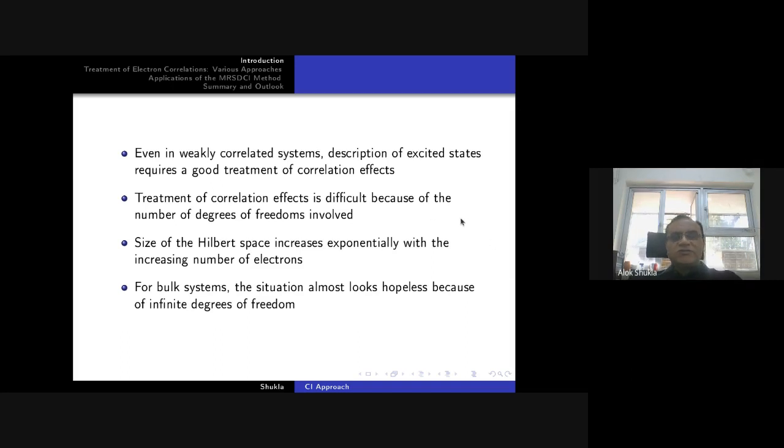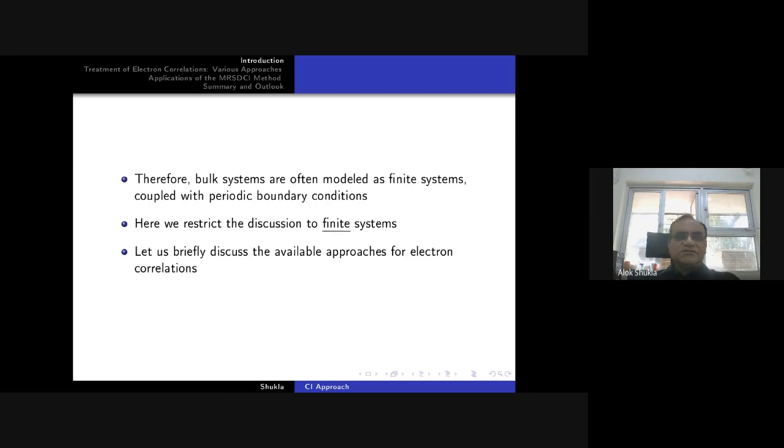And we all know that the treatment of correlation effects is difficult because of the number of degrees of freedom involved. The size of the Hilbert space increases exponentially with the increasing number of electrons. For bulk systems, the situation almost looks hopeless, because we have an infinite number of electrons. Therefore, bulk systems are often modeled as finite systems, and we just apply periodic boundary conditions on those. In this particular talk, I'll restrict myself to finite systems, and if I get the time, then I will talk about how to extend this approach also to infinite systems, that is periodic solids, particularly for the ground states.